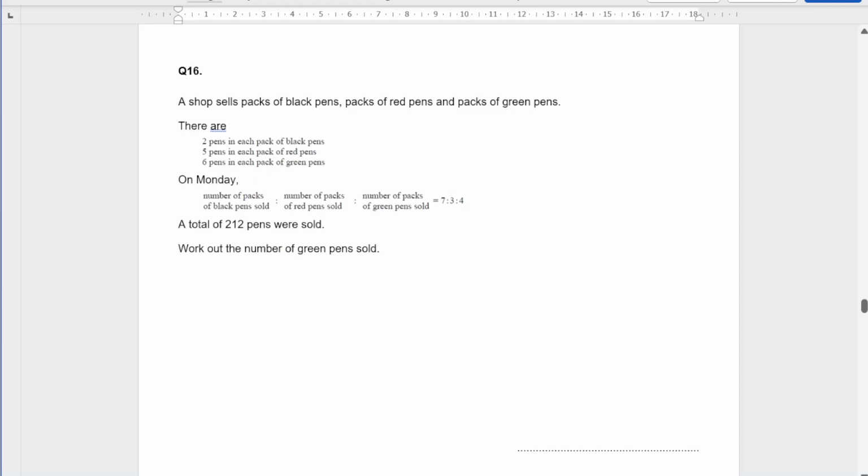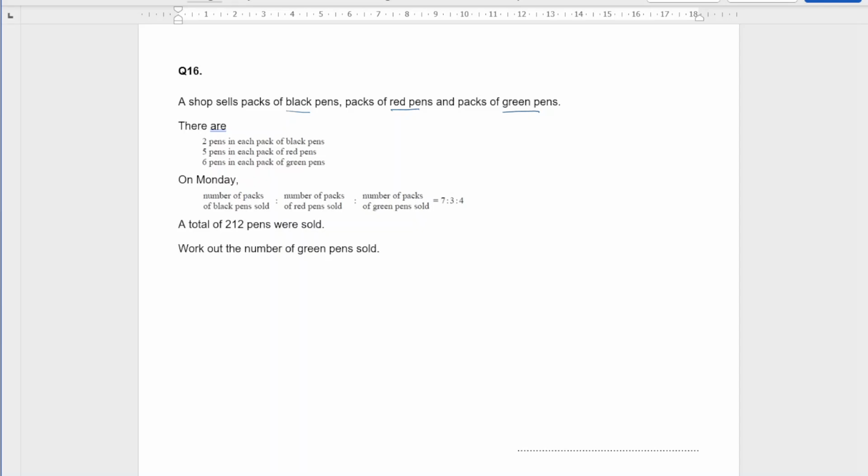Right, question 16. A shop sells packets of black pens, packets of red pens and packets of green pens. There are 2 pens in each pack of black pen, 5 pens in each pack of red, 6 in each pack of green. On Monday, the number of packs of black pens sold to the number of red pens to the number of green pens was 7 to 3 to 4. A total of 212 pens were sold. Work out the number of green pens.